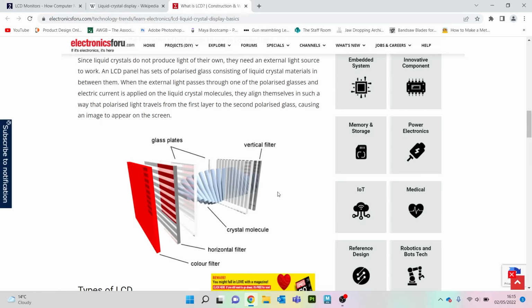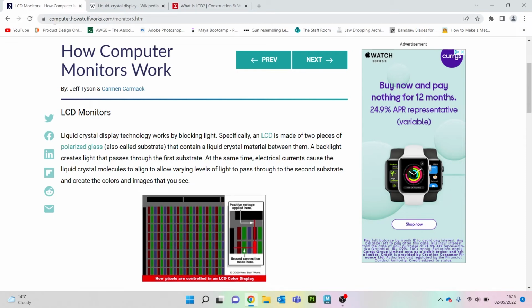I just wanted to clarify. I didn't feel like I explained liquid crystal displays very well, so I wanted to get a couple of examples to show you. Before, when I talked about the idea that it would cause the light to twist, here's a little diagram to show you what I'm talking about. I wanted to show you a really simple definition of how it works, from How Stuff Works.